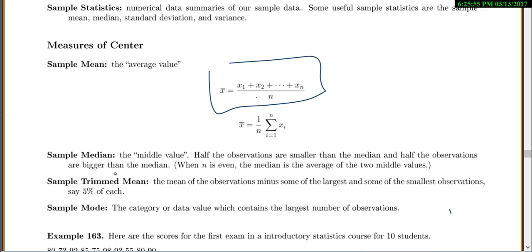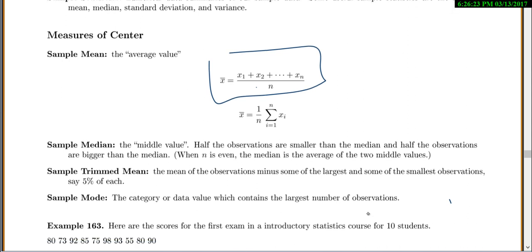And sometimes this book does what's called a trimmed mean. Because we find that these outliers really affect our data. And sometimes we really just want to know what's more the typical value and not the true average. And so what you could do is take out the top 5 largest and 5 smallest observations and then find the mean, and that gives you a more typical value. And the mode is the data value that shows up the most.